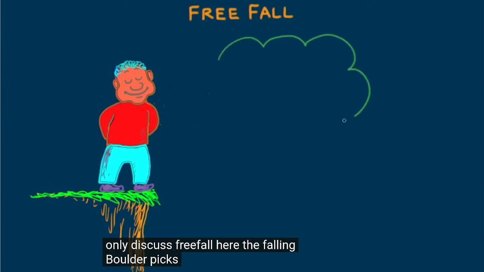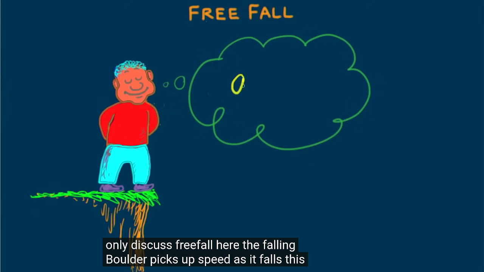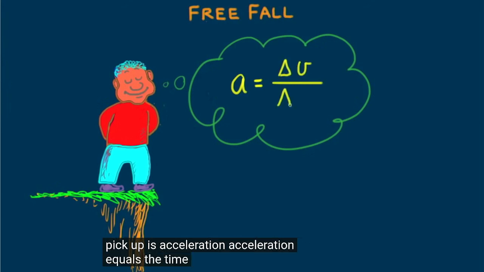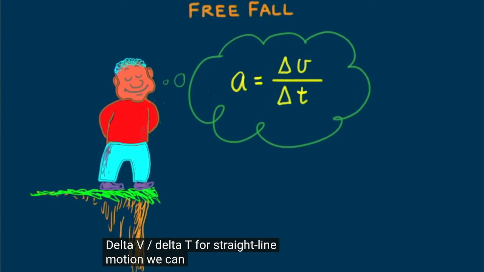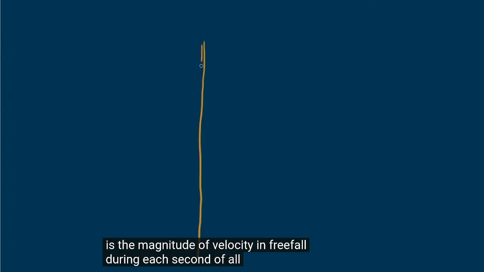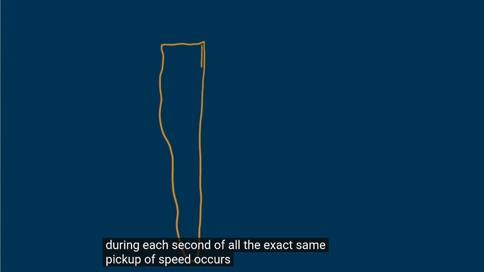The falling boulder picks up speed as it falls. This pickup is acceleration. Acceleration equals the time rate of change of velocity, given by the equation a = Δv/Δt. For straight line motion, we can use the terms velocity or speed interchangeably. Recall that speed is the magnitude of velocity. In free fall, during each second of fall, the exact same pickup of speed occurs. We say the boulder falls with constant acceleration.